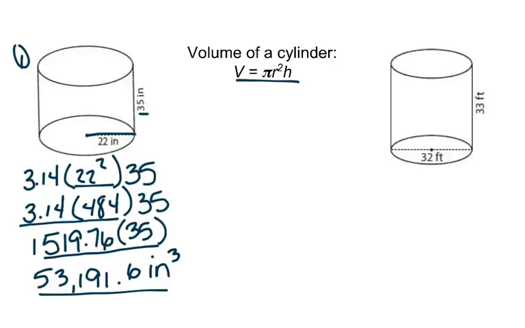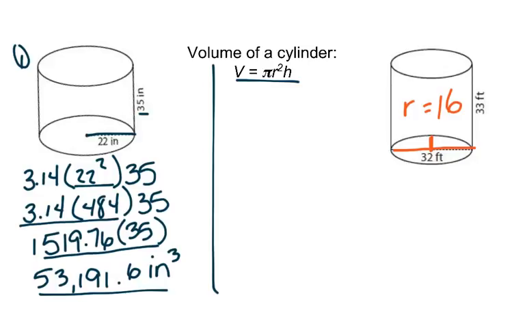All right, so let's look at our next problem. The first thing we have to do is look at this cylinder, and they give us the diameter. How do we find the radius? Because we need the radius. Well, the diameter cut in half is the radius. So if the diameter is 32 feet, the radius is 16 feet. Don't forget, you always need to find that radius.